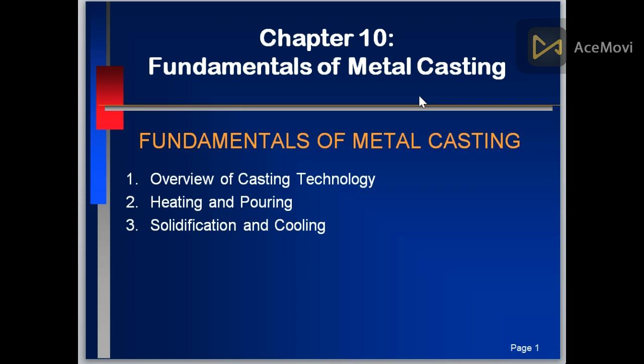As we have started our book Fundamentals of Manufacturing Processes, we are here on our next chapter, chapter number 10 of our book. It is lecture number 2 of the course Manufacturing Processes, and the chapter name is Fundamentals of Metal Casting. Today we start the casting of metals. There is a small overview of casting technology: how to heat, how to pour the metal, solidification and cooling. All the things are included in this lecture.